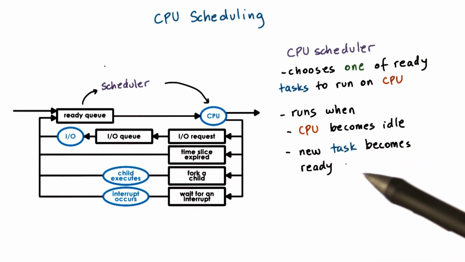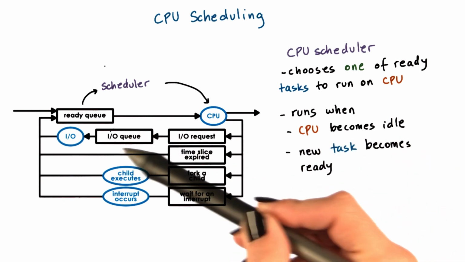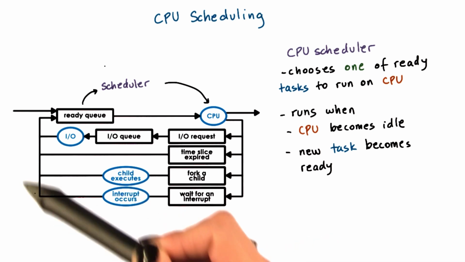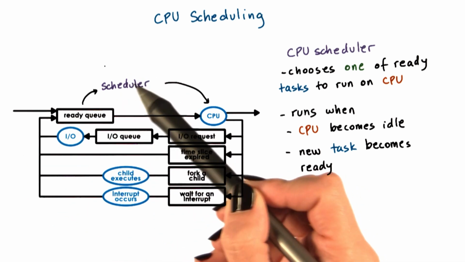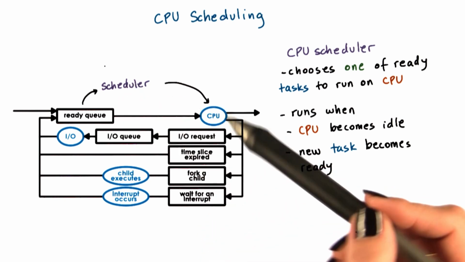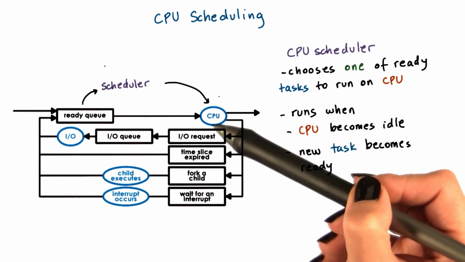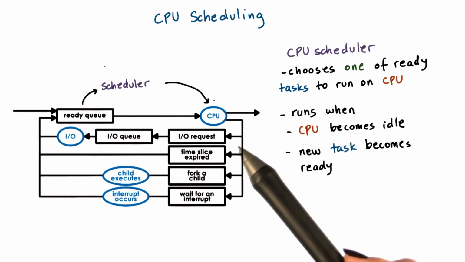Whenever a new task becomes ready, so a task that was waiting on an I/O operation or was waiting on an interrupt or some kind of signal, or whenever a brand new task was created for the first time, for all of these reasons, again, we need to run the scheduler. The goal is to check whether any of these tasks are of higher importance and therefore should interrupt the task that's currently executing on the CPU.